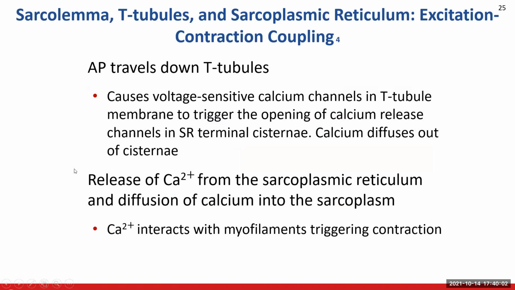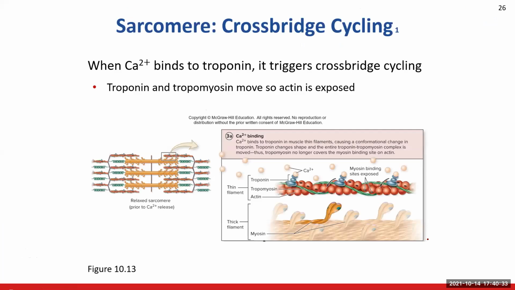I mentioned this before. The action potential will travel down the T-tubule. And then the T-tubule will trigger the opening of the calcium release channels, and that will allow calcium to move out of the sarcoplasmic reticulum and the terminal cisterna out into the sarcoplasm. And then that's where our calcium will interact with those regulatory proteins and cause those myofilaments to interact with one another for contraction. And so we get to talk about that next, because this is the last physiological event of muscle contraction, which is the cross bridge cycle.